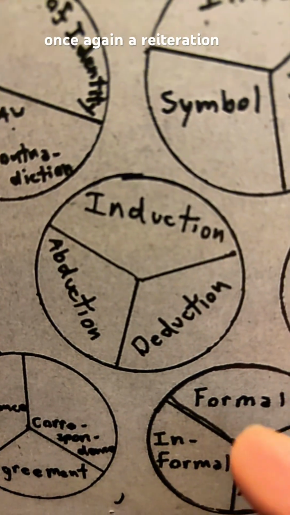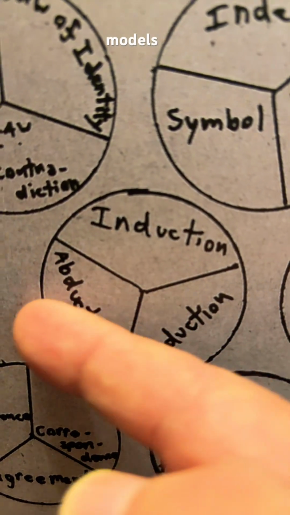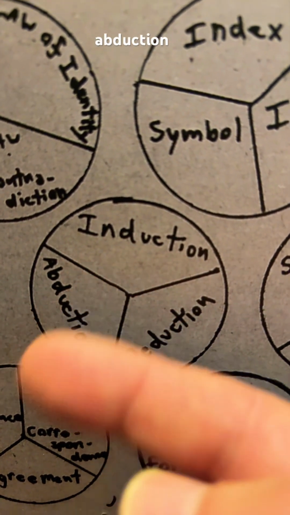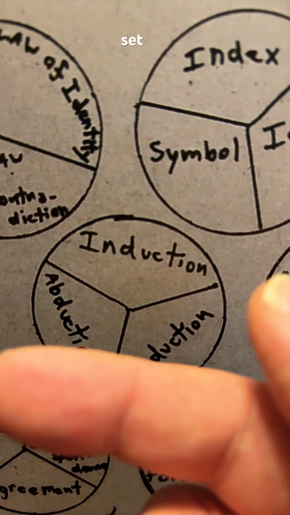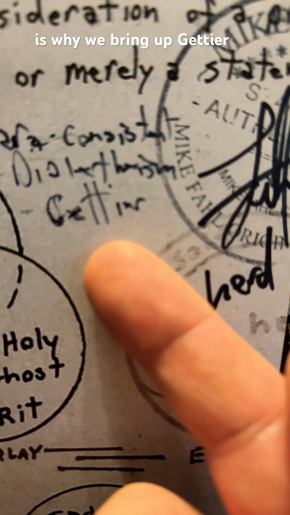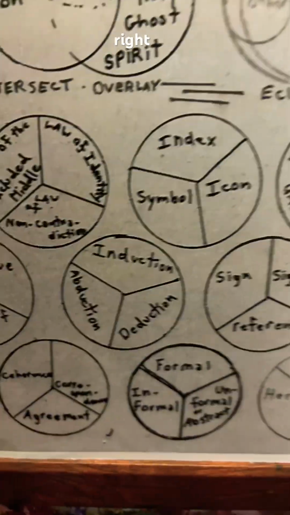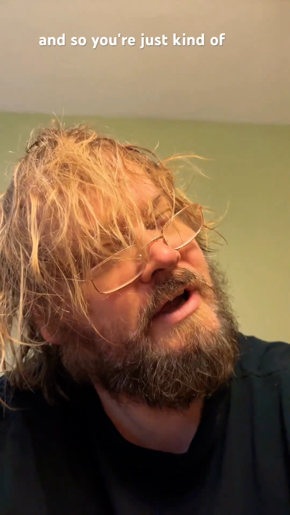Once again, a reiteration here. Induction, deduction, the regular models, and then abduction. Abduction is a form of induction. It's just from a bad set of information, which is why we bring up giddier situations, right? A giddier situation, how to talk about a giddier situation. That's where you see something and you can't quite make it out right, and maybe it's not scrutinizable, and so you're just kind of left with this vague notion, right?